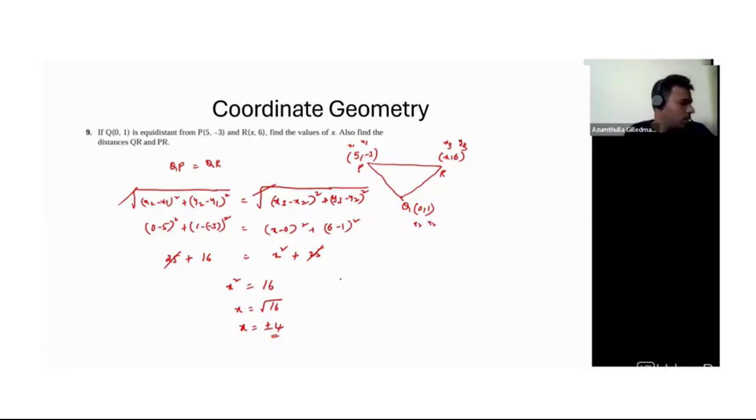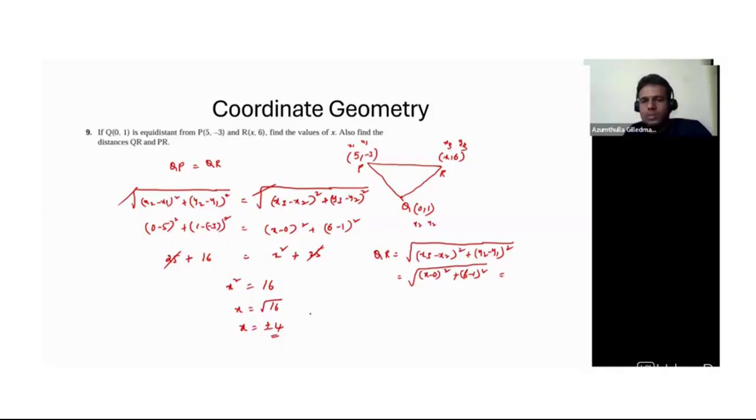Okay, now let's look at this. They also asked you to find QR and PR. What is QR? QR is equal to the square root of the same thing: (x3 minus x2) whole square plus (y2 minus y1) whole square. We have already done this here, so I could straight away say, this is (x minus 0) whole square, that is x square, plus (6 minus 1) whole square.